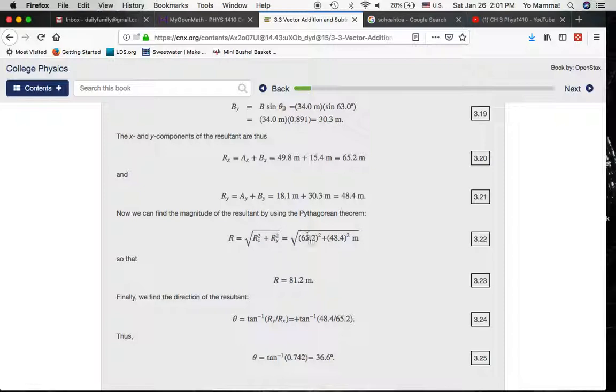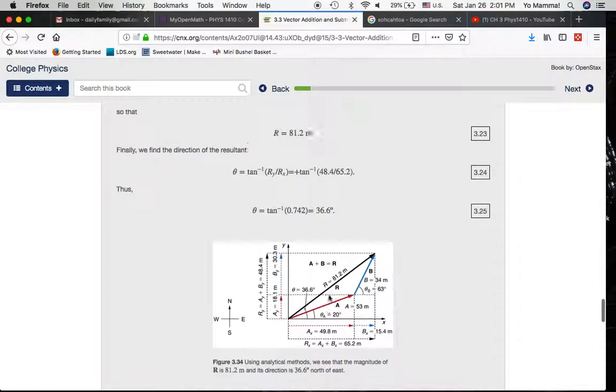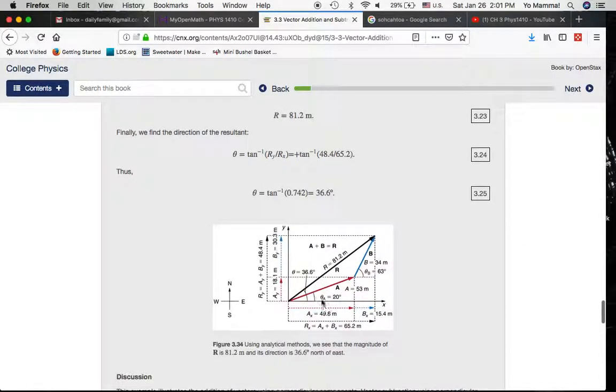You take those two lengths, you square them, you add them together, and after you take the square root, you get the total length of the R vector. And then you take the y component divided by the x component, take the inverse tangent with your calculator, get 36.6, and you know what that angle is now. And now you know where this R vector is supposed to be.